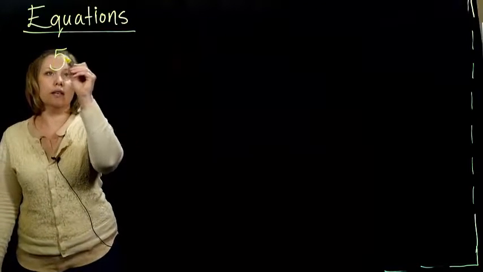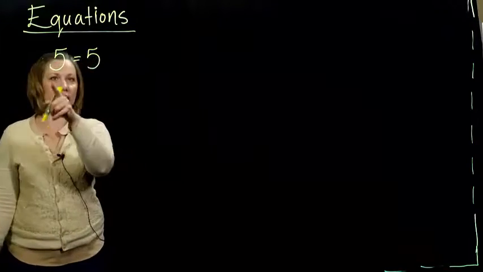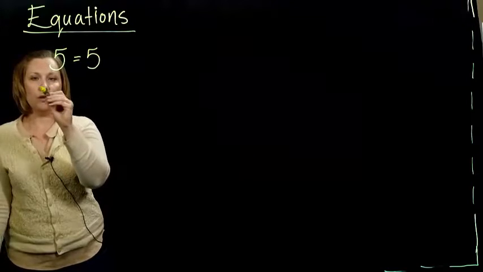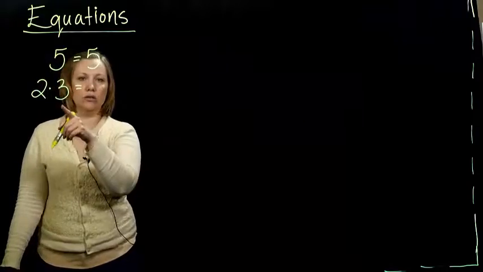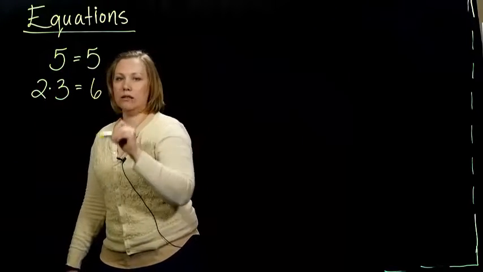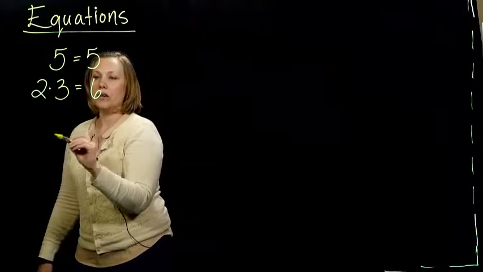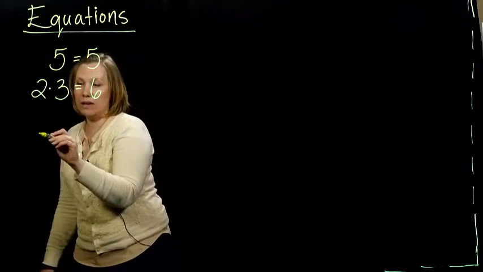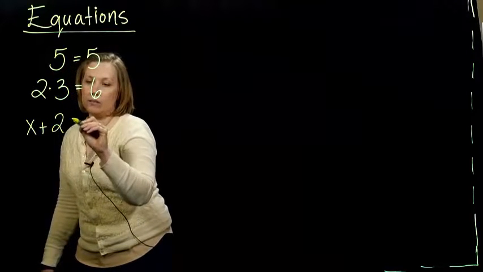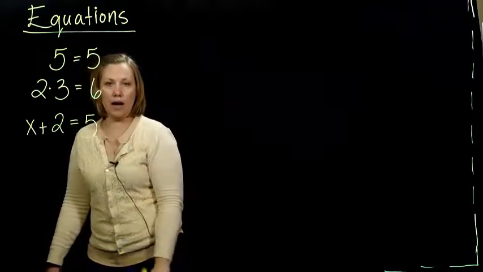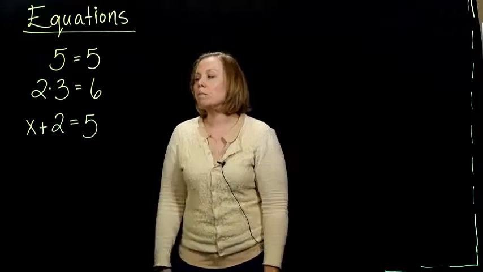So something like 5 equals 5. That's pretty simple, right? 5 is the same as 5. Or you could do something a little more complicated, like 2 times 3 is 6, right? So saying that 2 times 3 is the same thing as 6. You could make it a little more complicated, throwing a variable in there, something like x plus 2 equals 5. So those are all examples of equations.